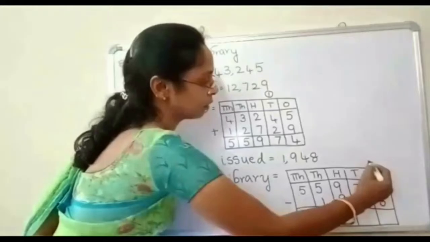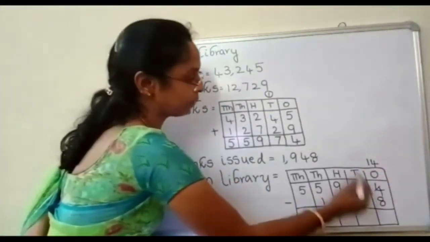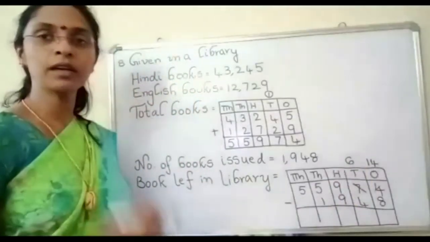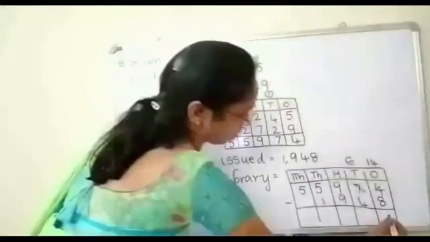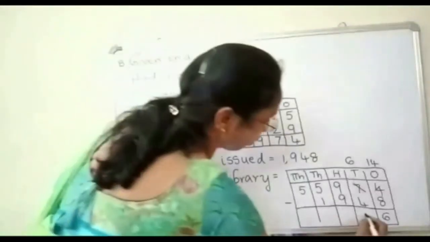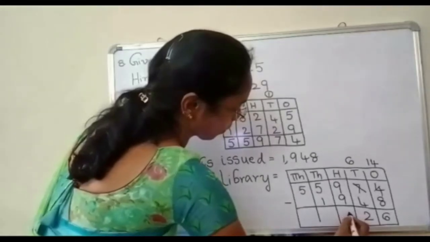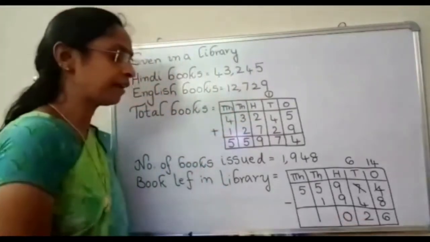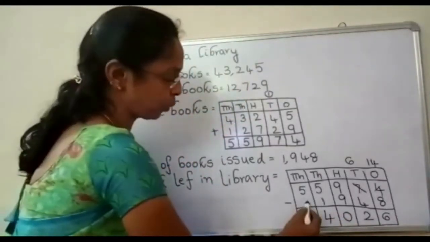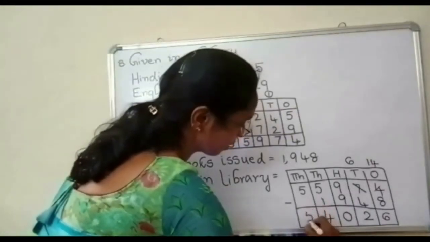Regroup. 4 becomes 14 and 7 tens become 6 tens. Okay. Now subtract, children. What is 14 minus 8? Okay, children. Next 6 minus 4. 2. 9 minus 9. 0. 5 minus 1. 4. 5 minus 0. You can take it as 0 because you don't have any number here. 5 minus 0 is 5.